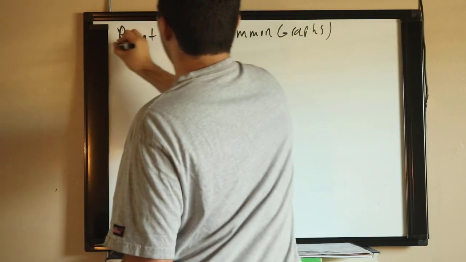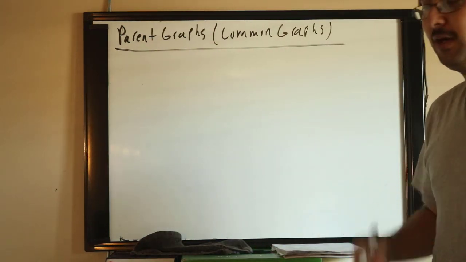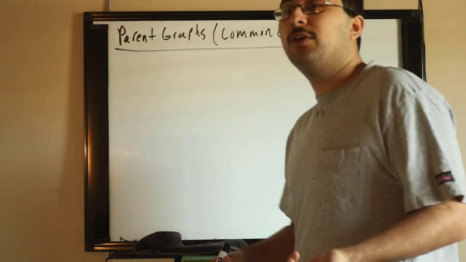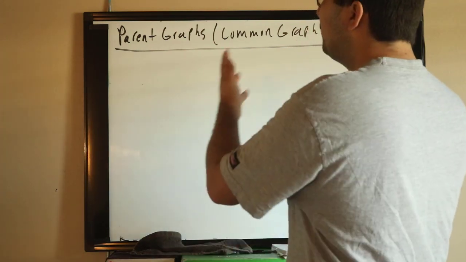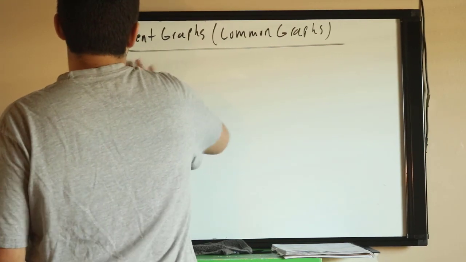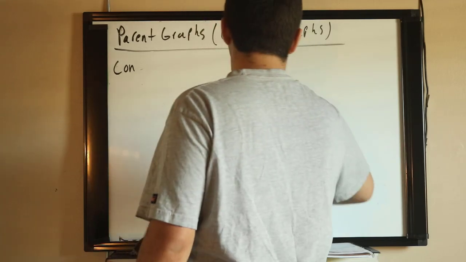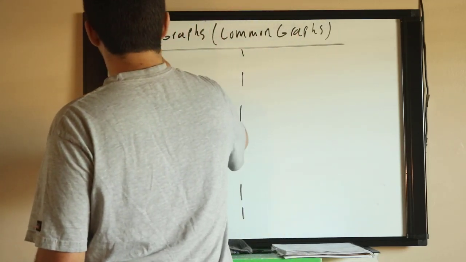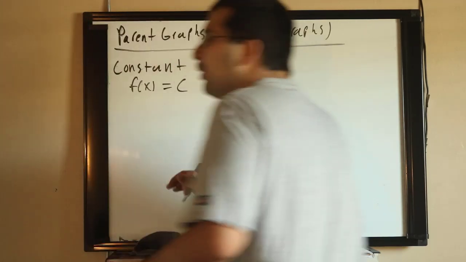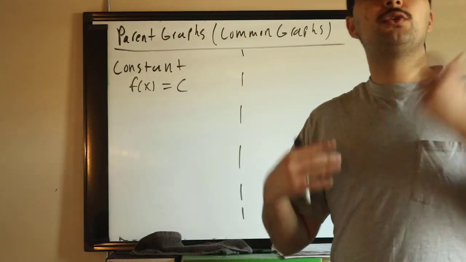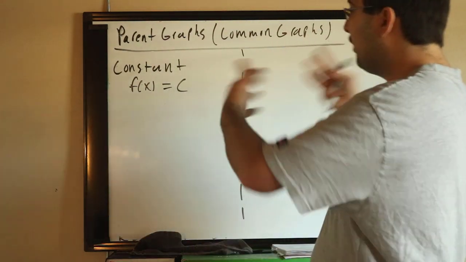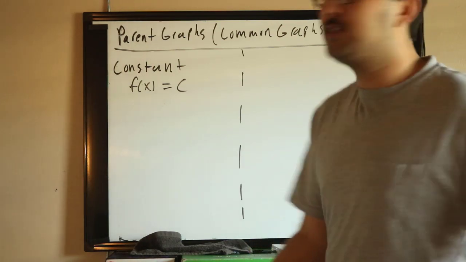Either way is fine. Like I said, I prefer calling them parent graphs. What I mean by these parent graphs. So what we're about to learn is that graphing any function is really just a matter of graphing some variation of something we'll call a parent graph. These are the most basic types of graphs you can make for certain types of functions or certain types of equations. So the most basic of basic parent graphs is the constant graph, a function that never changes.